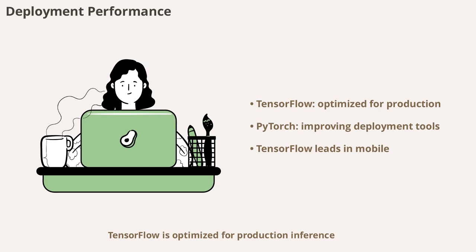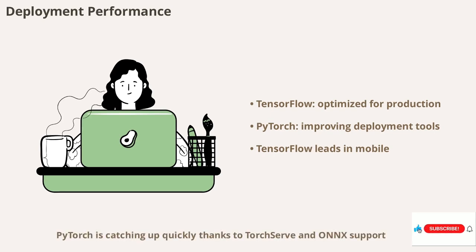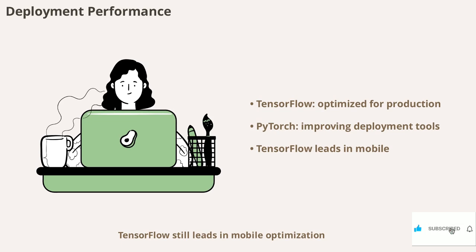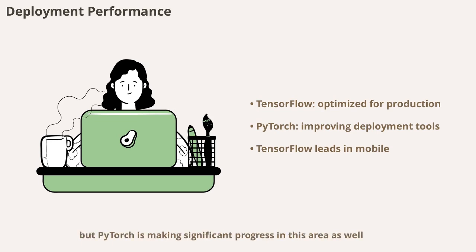TensorFlow is optimized for production inference, with mature tools for deploying models at scale. PyTorch is catching up quickly, thanks to TorchServe and ONNX support. TensorFlow still leads in mobile optimization, but PyTorch is making significant progress in this area as well.